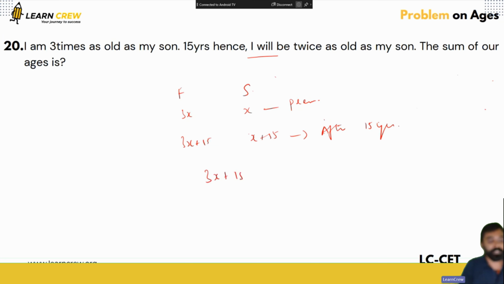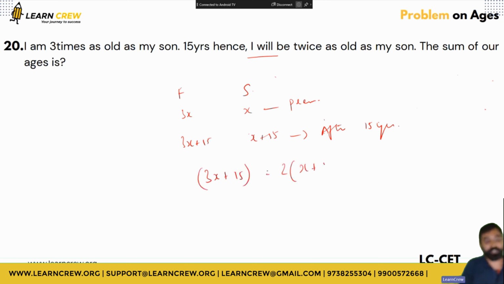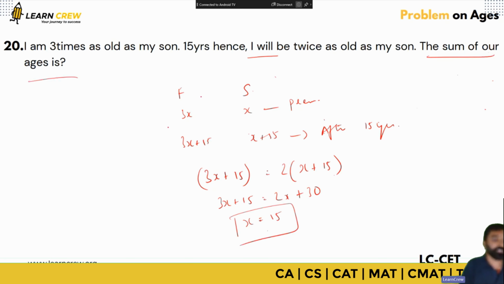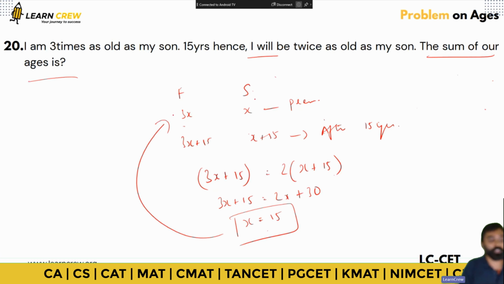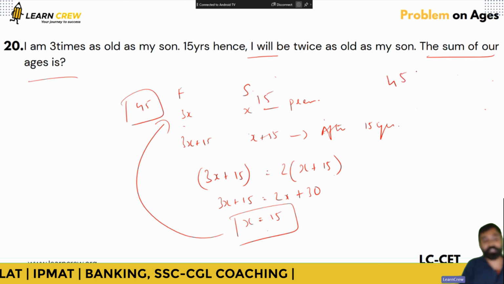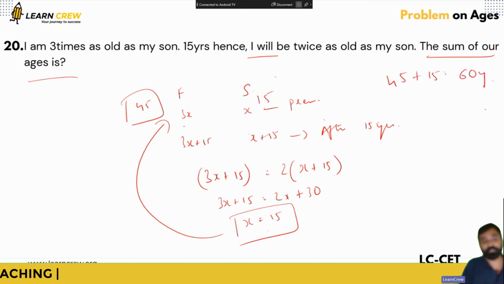So after 15 years, I will be twice as old as my son. So 3X plus 15 is equal to 2 into X plus 15, or 3X plus 15 equal to 2X plus 30, or X is equal to 15. If X is 15, they are asking the sum of their ages. This is going to be substituted over here. This is going to be 3 into 15, that is 45. This is going to be 15. 45 plus 15 is going to give you 60 years. This is going to be the sum of their ages.